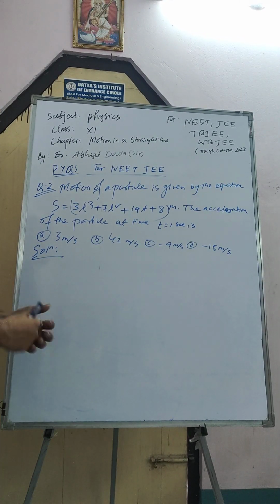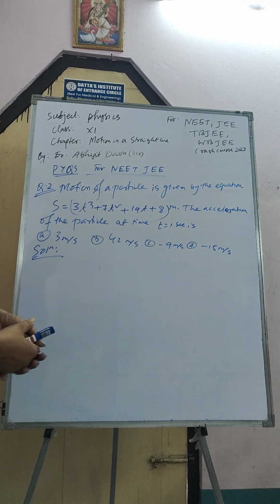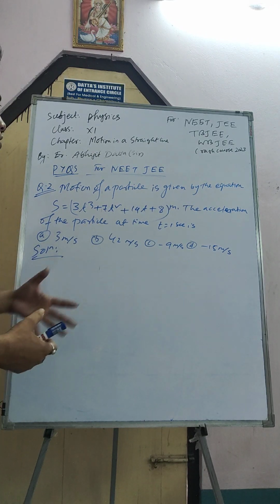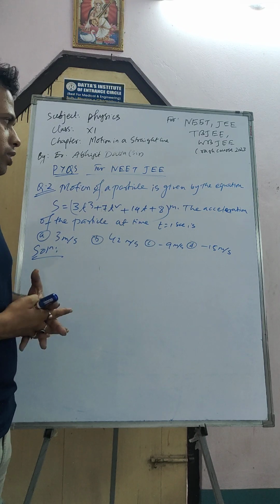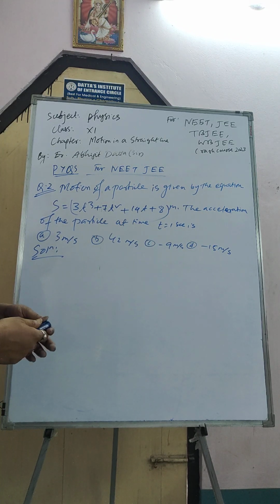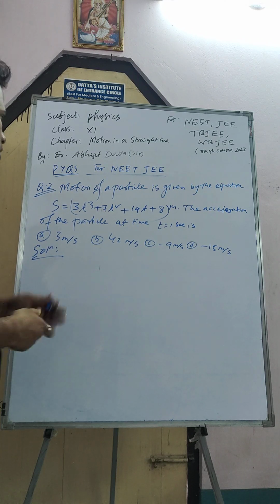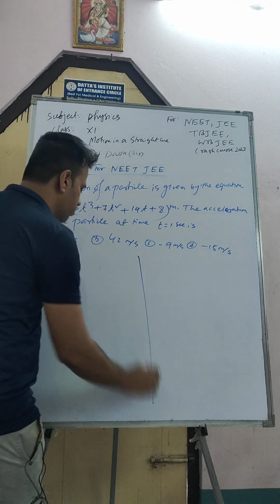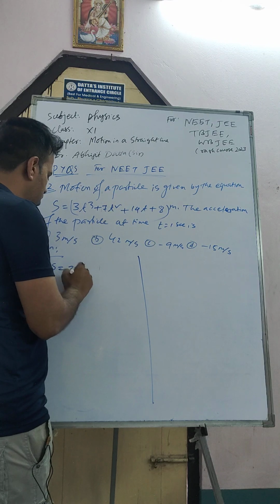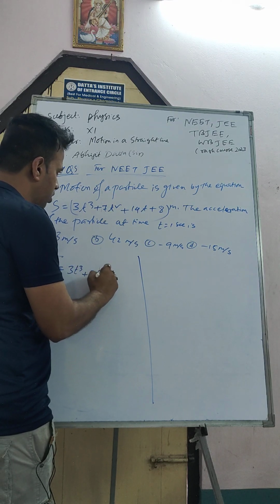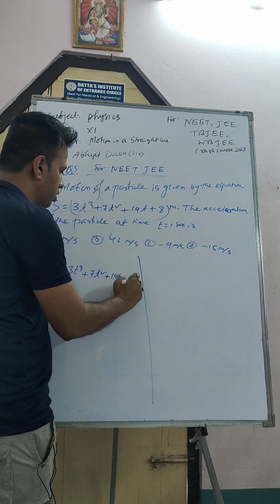So our next question is: the motion of a particle is given by s is equal to 3t cube plus 7t square plus 14t plus 8 meter. The acceleration of the particle at time t equal to 1 second has to be found out. Four options are given here. So here s is equal to 3t cube plus 7t square plus 14t plus 8.